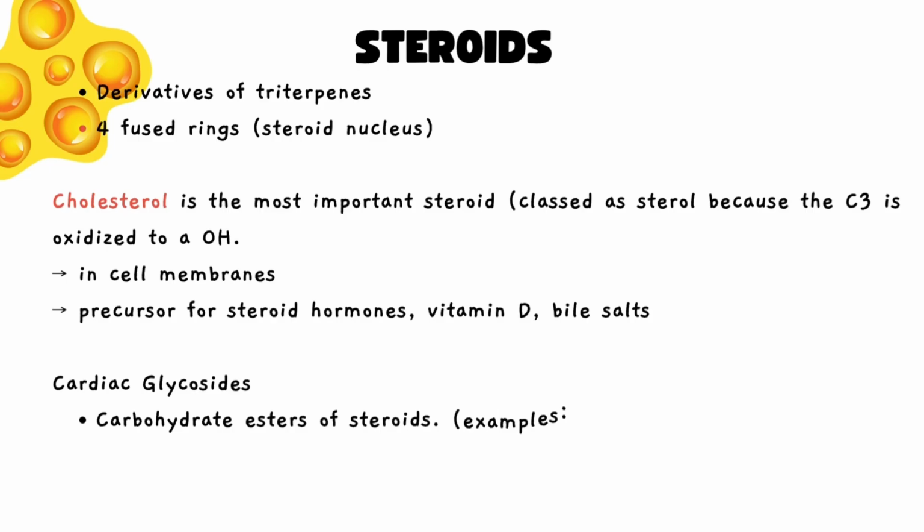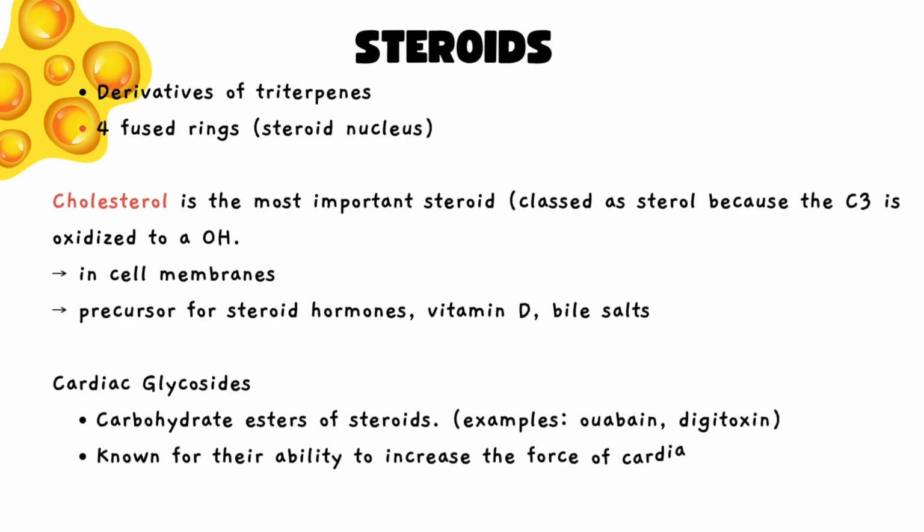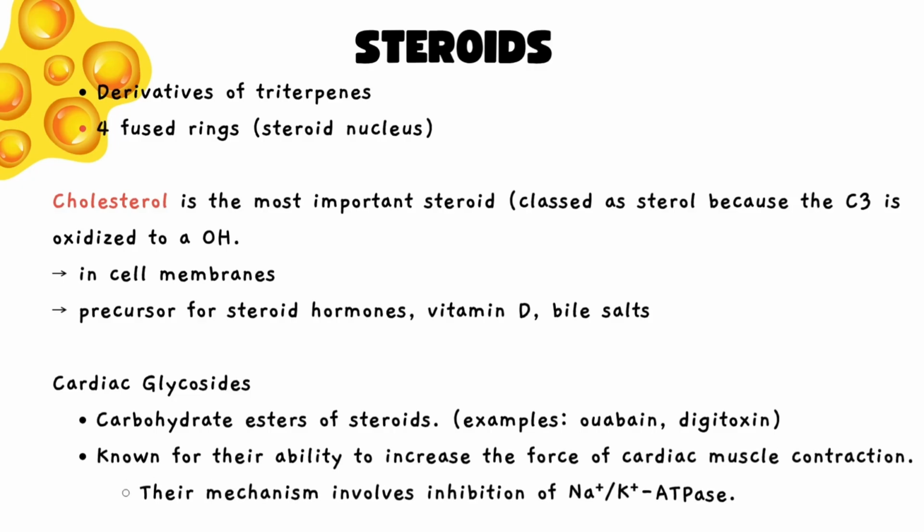Okay, so cholesterol is the most important steroid, and it's classed as a sterol because the C3 is oxidized to an OH. Cholesterol is commonly found in cell membranes. We know about this. It affects the membrane rigidity, and it's a precursor for steroid hormones, vitamin D, and bile salts. So cardiac glycosides are carbohydrate esters of steroids, and you have some examples here. They're known for their ability to increase the force of cardiac muscle contractions.